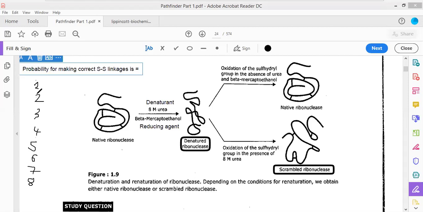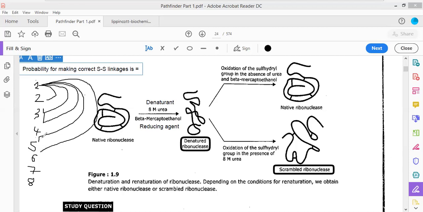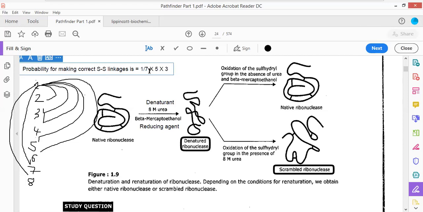Now supposedly the first molecule can make how many bonds? How many different types of disulfide bonds can be produced? First, second, third, fourth, fifth, sixth, and seventh. These are the 7 different types of bonds that could be produced. That means the probability can be calculated by using the formula 1 upon 7 into 5 into 3, sorry, into 3 into 1.